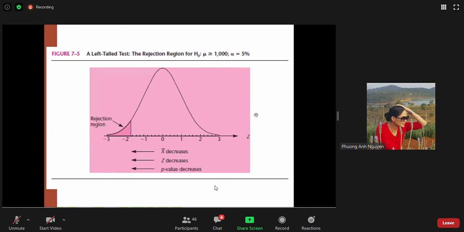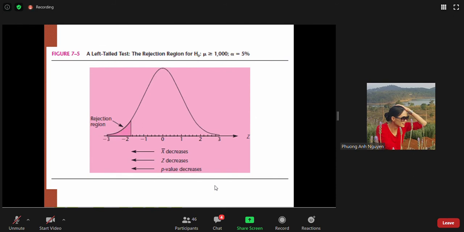Okay, in this case you want to test this. Of course, you reject it if the X bar you calculate is very small compared to 1000, for example 0.1. It seems to be too far below the value of 1000. So in this case, we reject when X bar is far below, which means on the left. We call it the left-hand test.